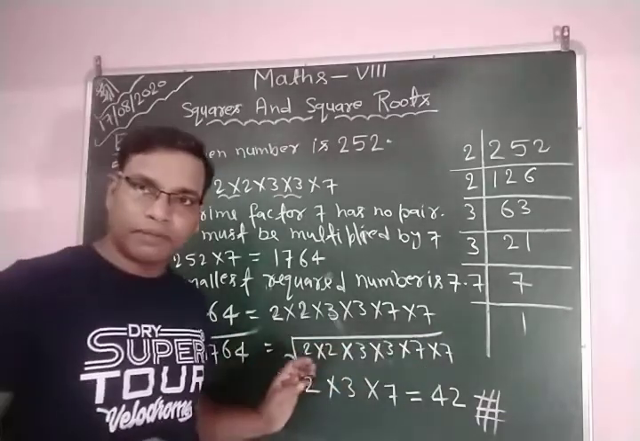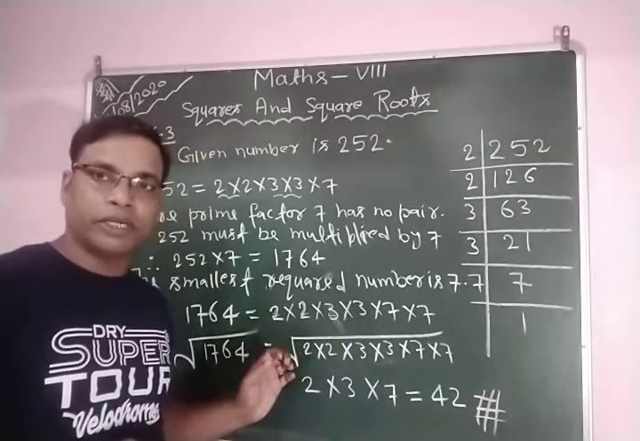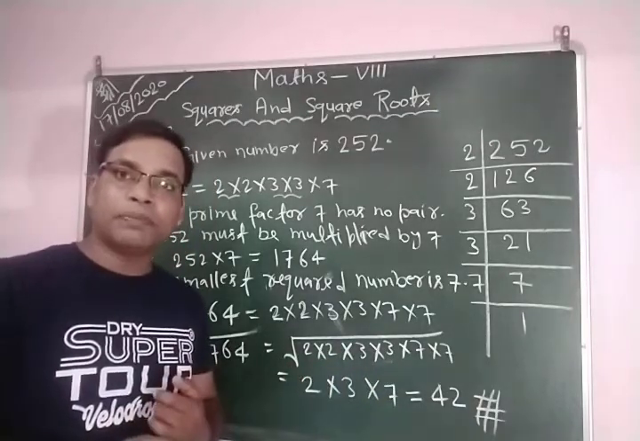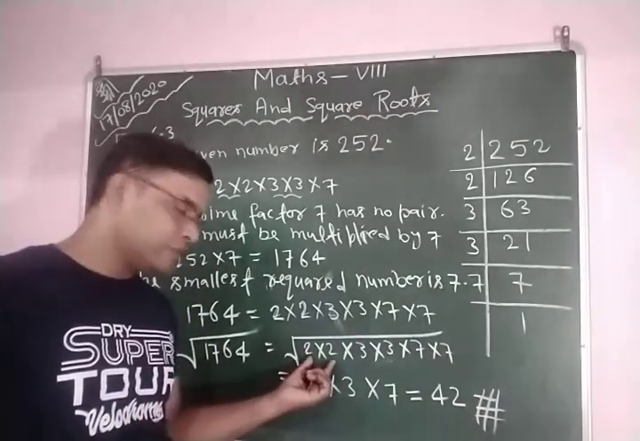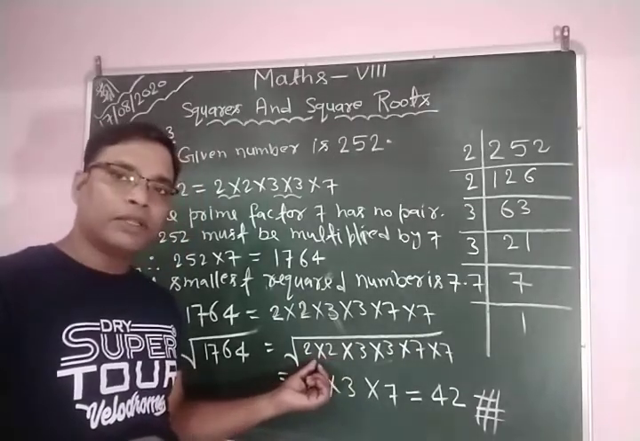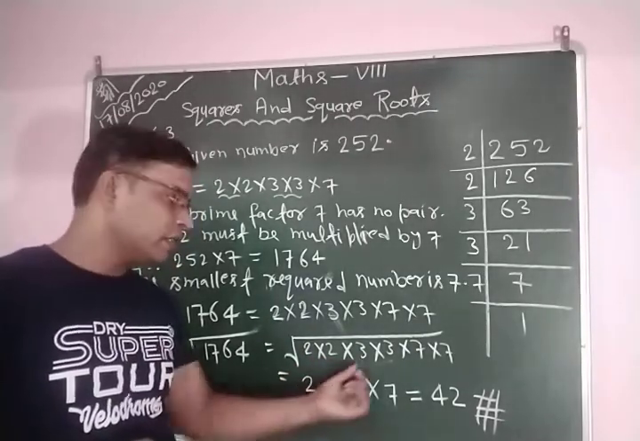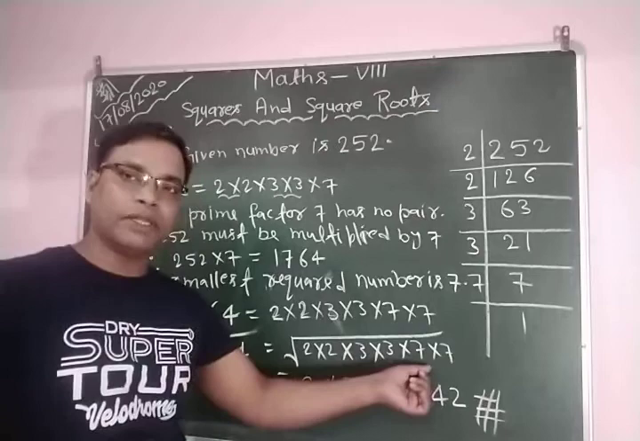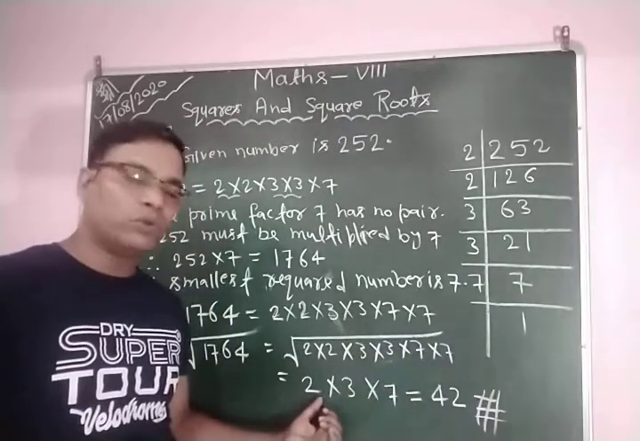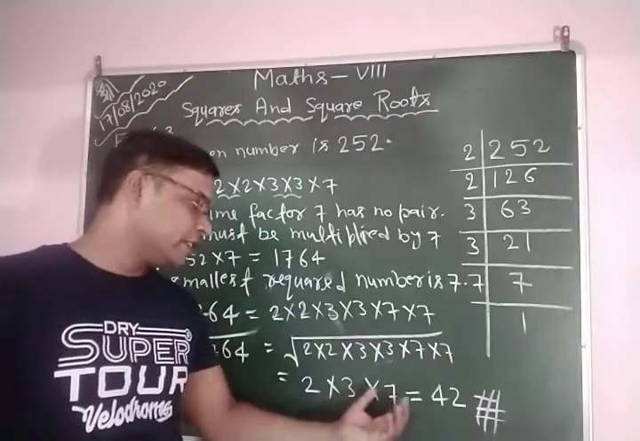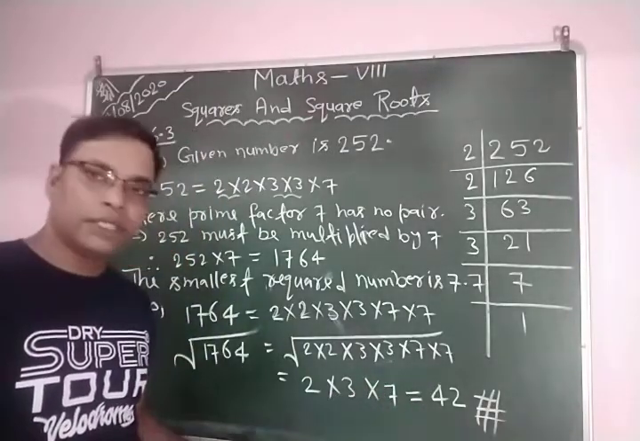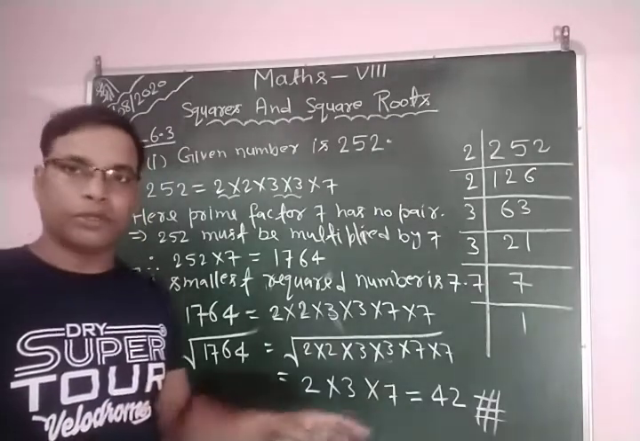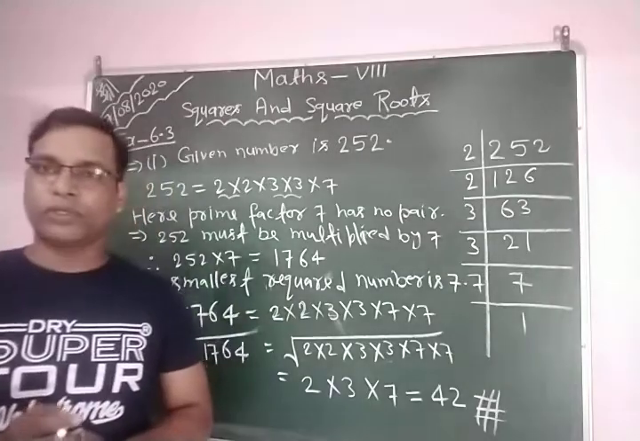Again we find the product of the prime factors of 1764 under the square root. Okay, and we take one prime number from each pair. So from the pair of 2, we take one 2. From the pair of 3, we take one 3. And from the pair of 7, we take one 7. So we obtain 2 into 3 into 7. Okay, this is 42. So in this way we find the square root of 1764 is 42. So students, I hope all of you understood.